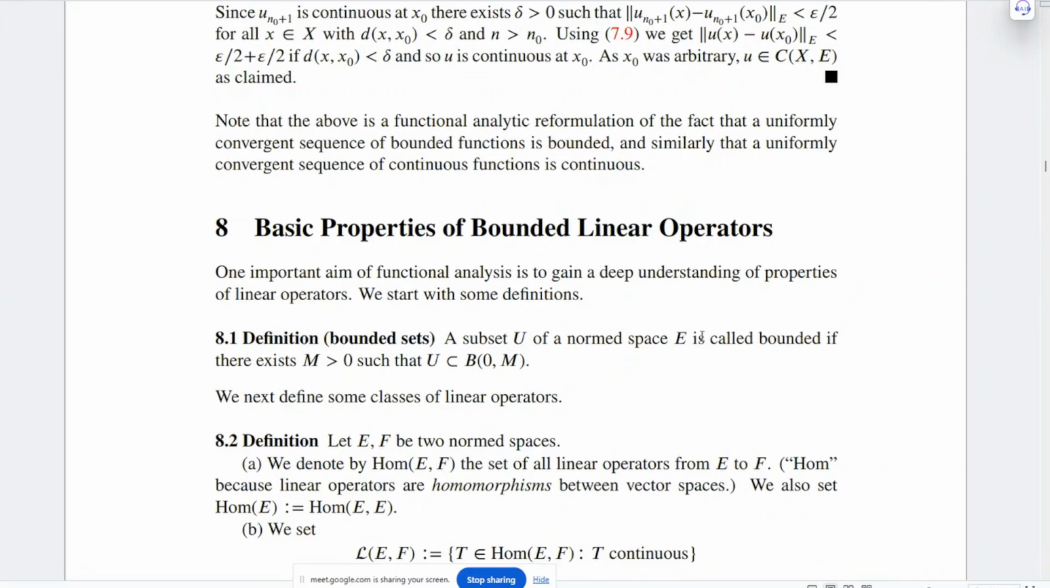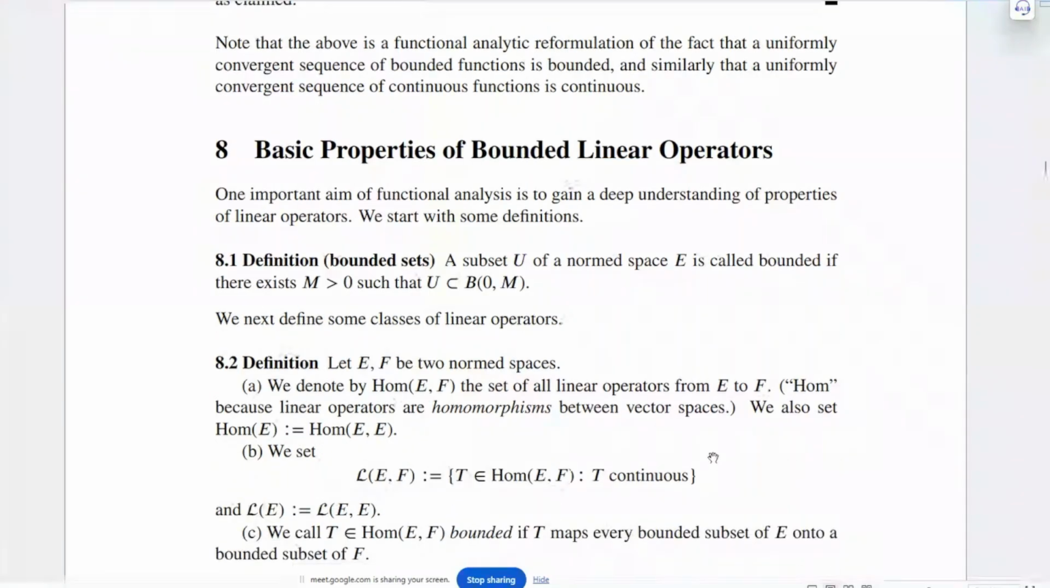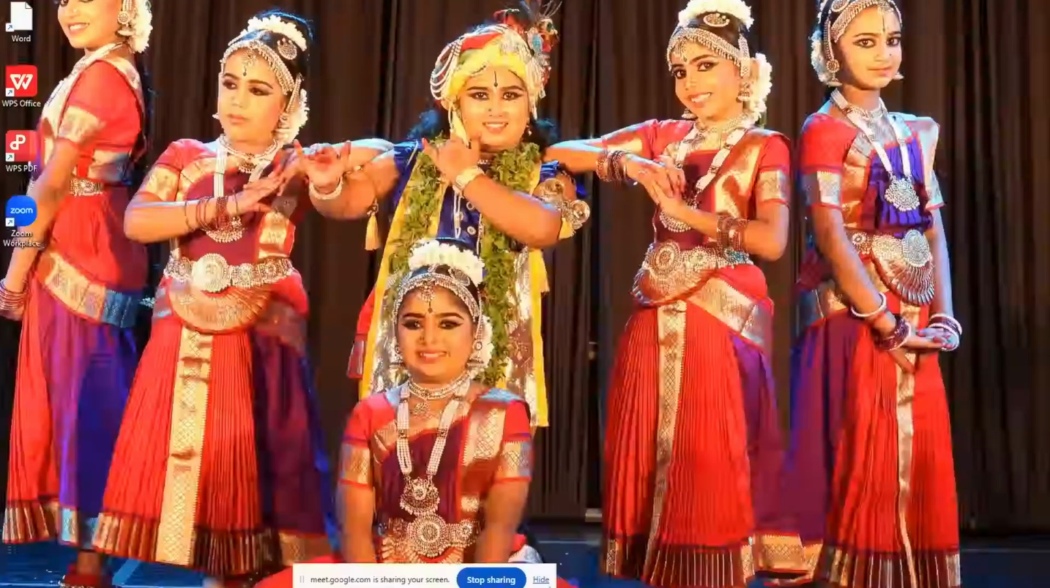So that is one story. The second story is about identification. Let me explain to you what I mean by identification.